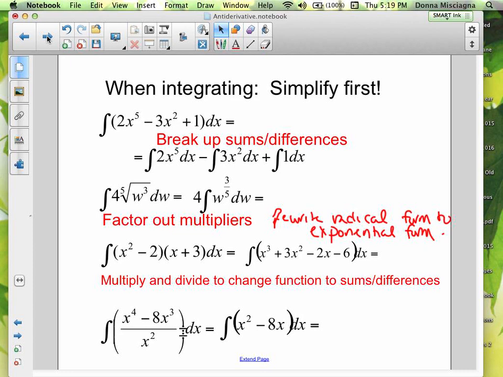Rewrite radical forms to exponential forms, and multiply and divide to change functions to sums and differences. You cannot deal with products and quotients. You can't undo products, and you can't undo quotients. There is no undo to the quotient rule. There is no undo to the product rule. One thing you'll find out when we're integrating, you can take the derivative of many, many more functions than you can take the integral of. It is not quite as easy, and there's not always a method to go the other direction. So as much as possible, we want things simple. We want sums and differences, no products, no quotients.